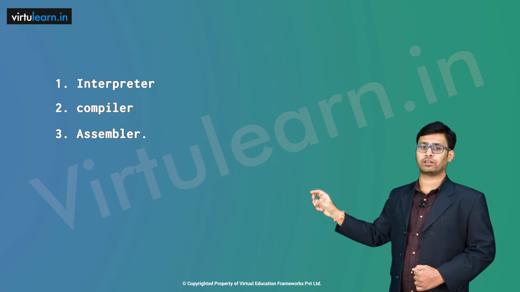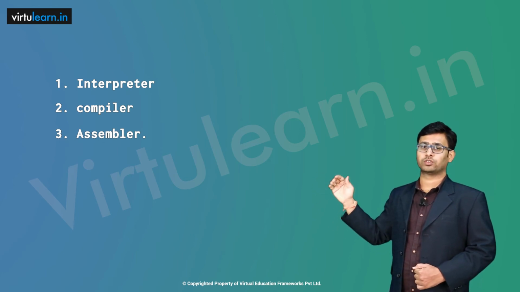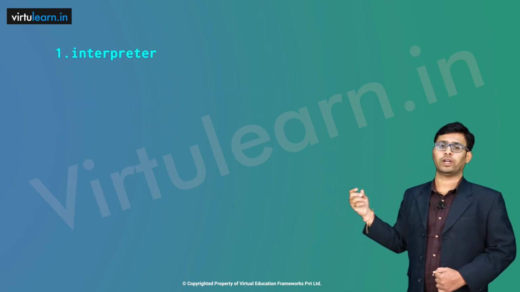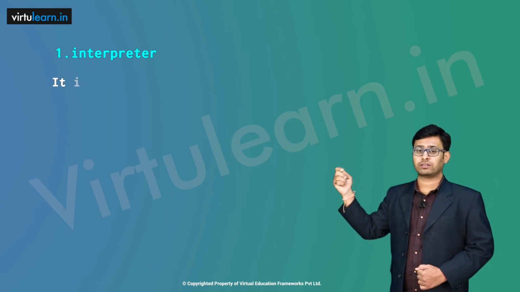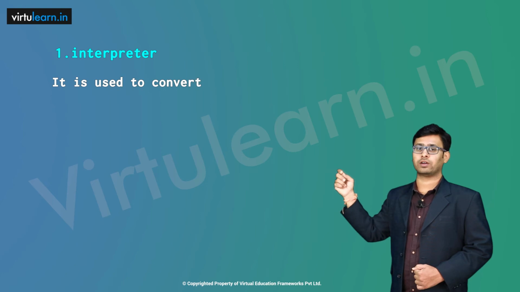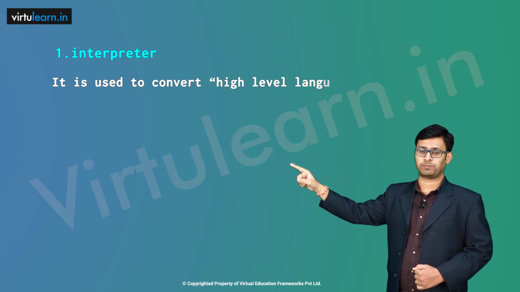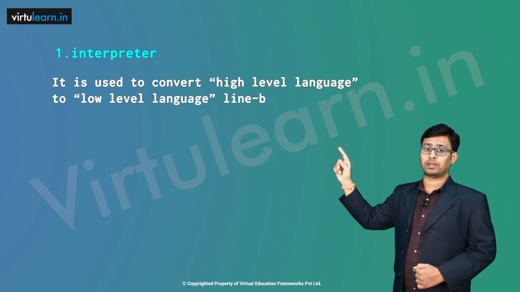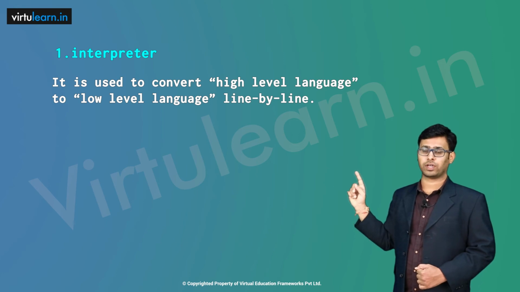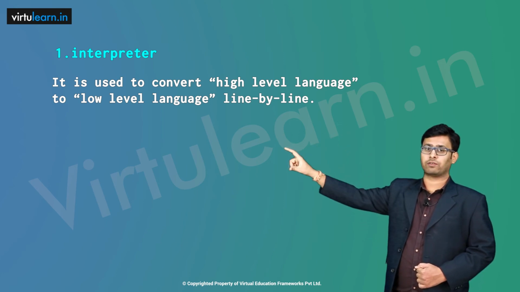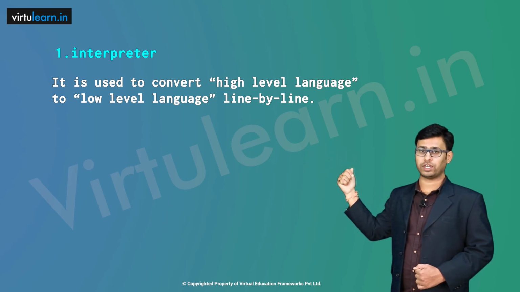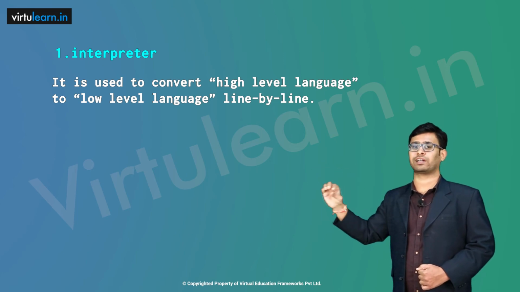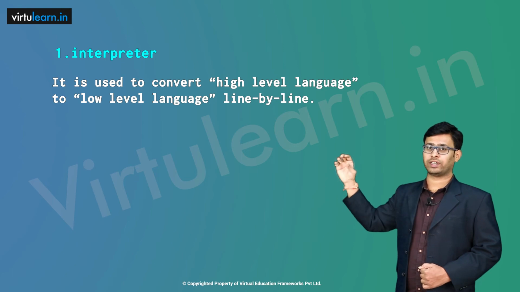Most of the time we hear the word compiler, right? So before understanding what a compiler is, let us first understand what an interpreter is. An interpreter is used for converting high level language to low level language line by line. One line after converting, it goes to the second line. This is what an interpreter does.